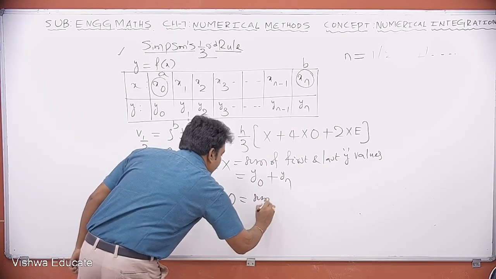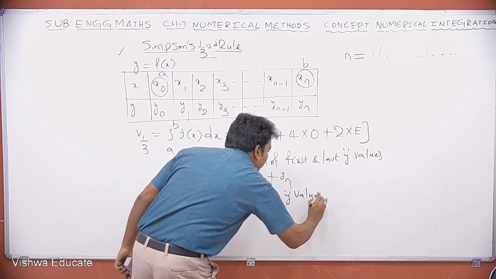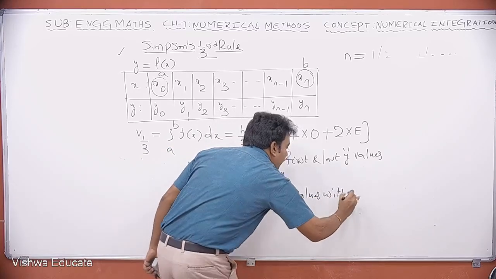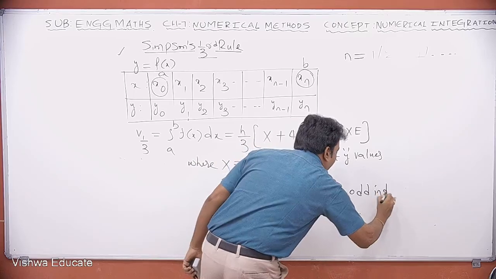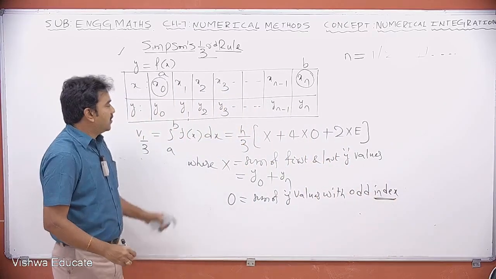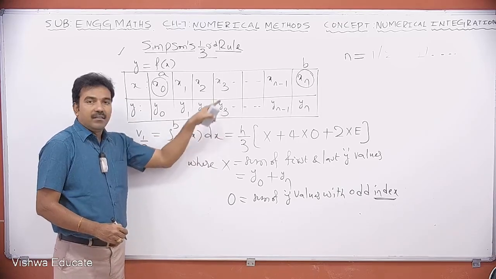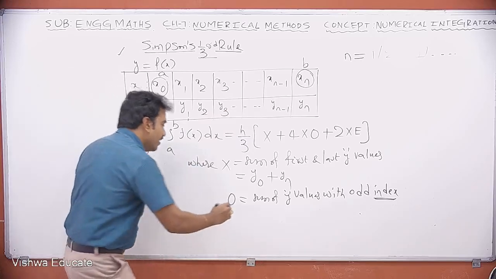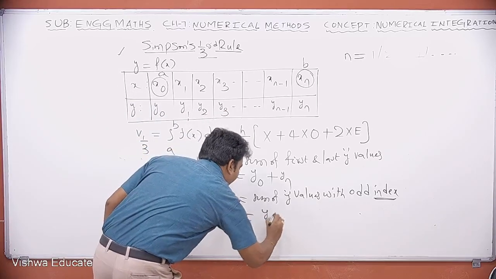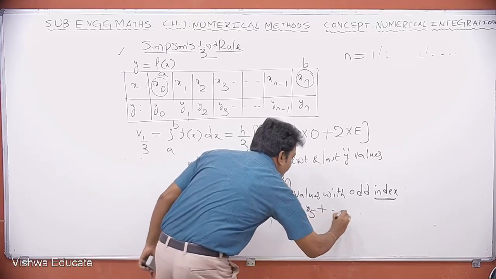O is the sum of y values with odd index. This is the most important thing: odd index. Generally odd index starts from y1. So 1, 3, 5, etc. This is nothing but y1 plus y3 plus y5 plus and so on.